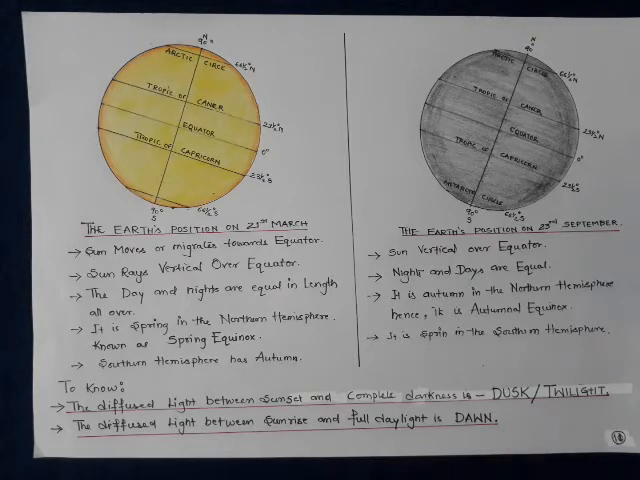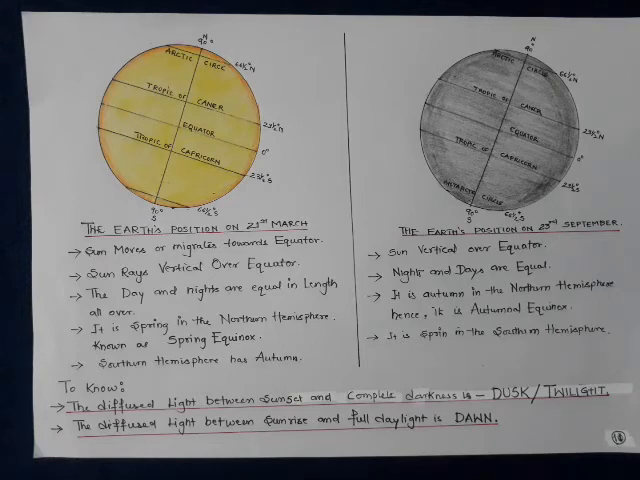So students, this is what we have learned in this chapter. To sum up, what we have learned in this chapter is the two motions of the earth, rotation and revolution. Rotation means the movement of the earth on its own axis from west to east, whereas revolution is the movement of the earth round the sun in an elliptical orbit.